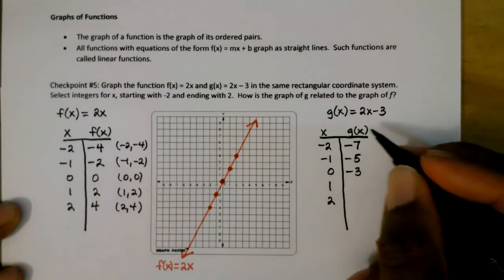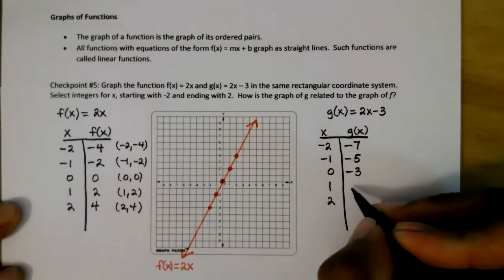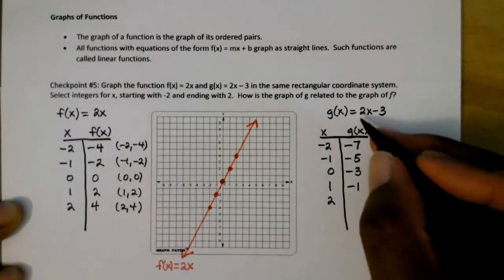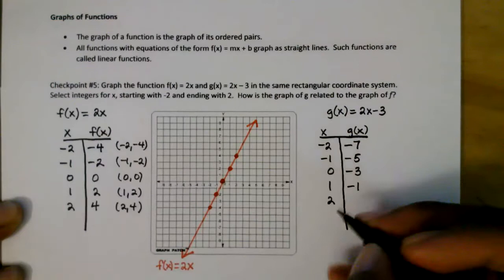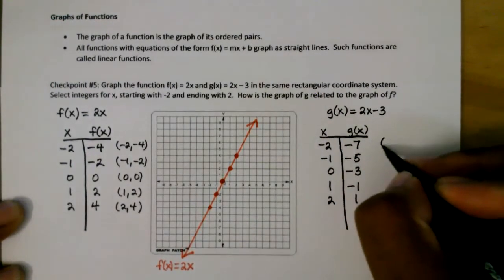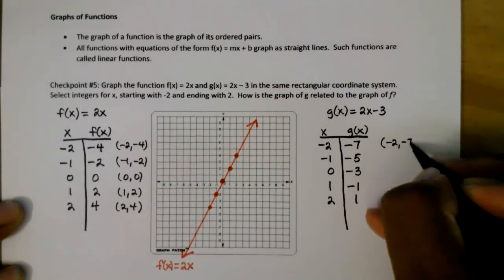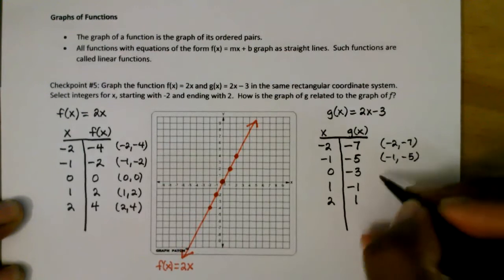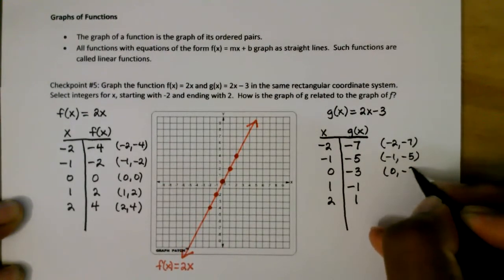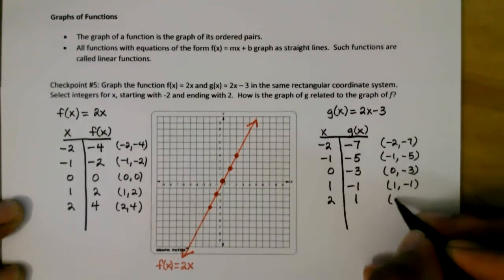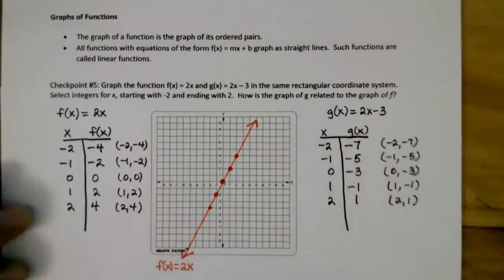For x is 1, 2 times 1, which is 2. 2 minus 3 will be -1. And then for x is equal to 2, 2 times 2 will be 4. 4 minus 3 is 1. Okay, so these are my ordered pairs: (-2, -7), (-1, -5), (0, -3), (1, -1), and (2, 1).